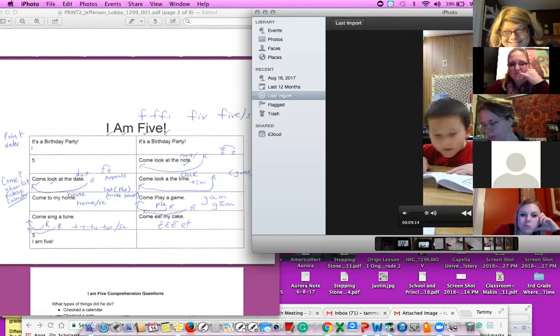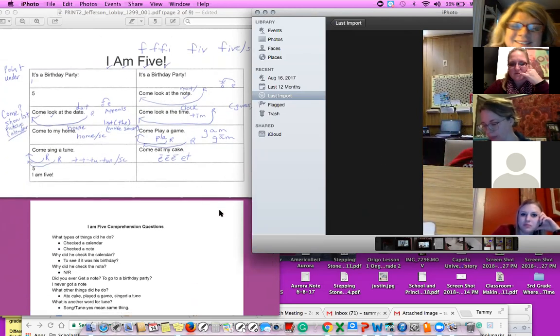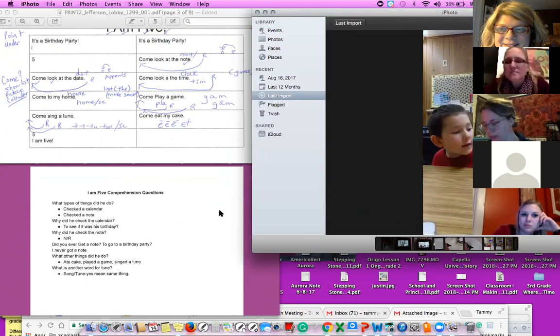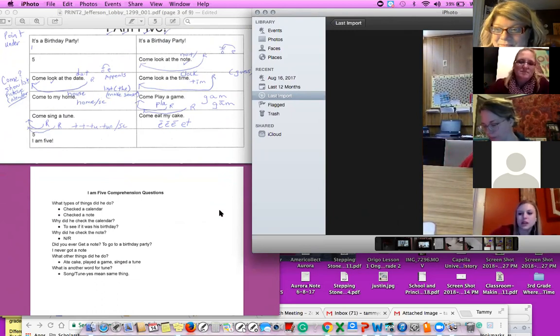Good. Nice job reading the story, Jackson. So this is a story about turning 5. What types of things did the kid do when he turned 5? What did he ask him to do? Check the calendar and he checked the note. Do you know why he checked the calendar? See if it was his birthday. Oh, very good. Why did he look at the note?